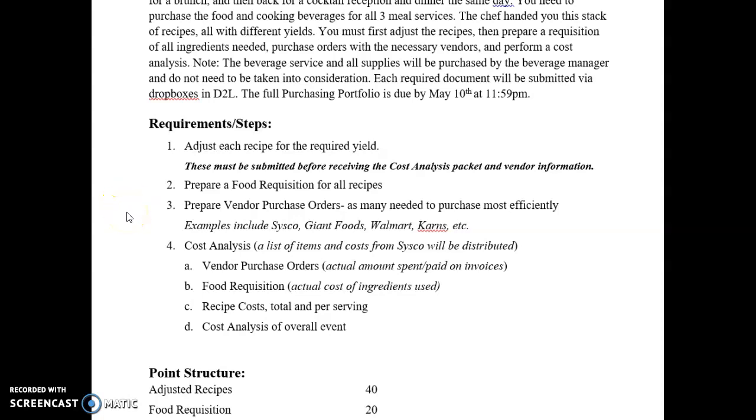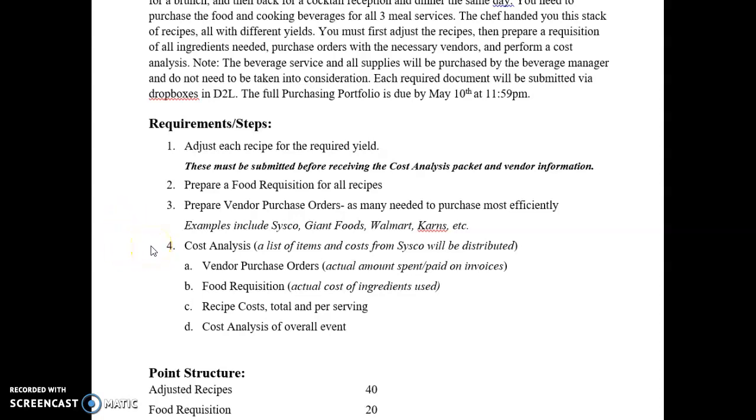Remember, this is your food order that will include every single item you need in order to produce these recipes. Next, you'll prepare your vendor purchase orders. You'll get the majority of your products from Sysco, but you could order from Peapod, from Giant Foods, you could go to Walmart, Karns, there's a lot of other vendors.